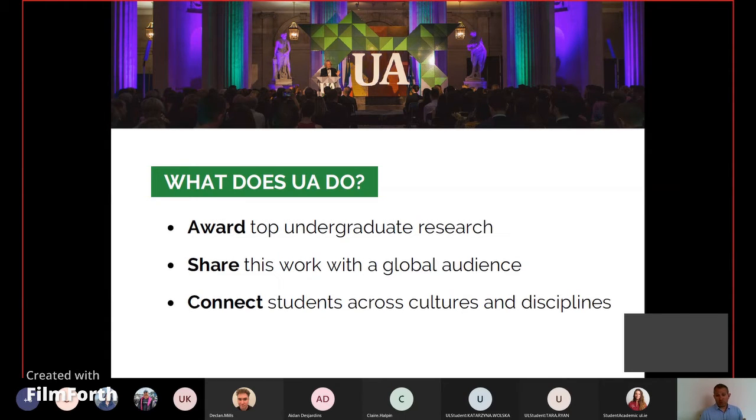So what we want to do is award you top undergraduate research. I want to be able to share this work with a global audience. We do this through our library, undergraduatelibrary.org, and connect students across cultures and disciplines. And we do this at our 3-day conference, which we'll hold in November, which is a global conference for about 200 students and academics from around the world.